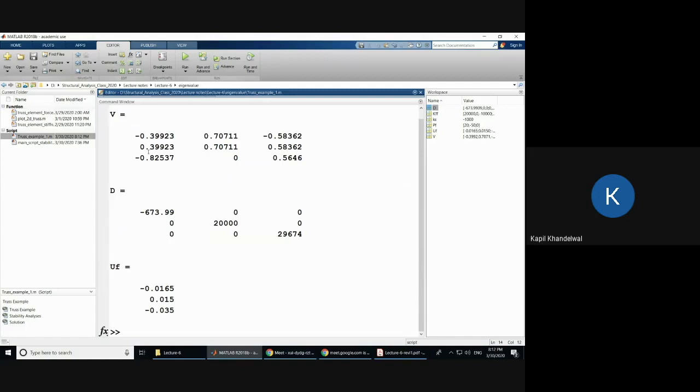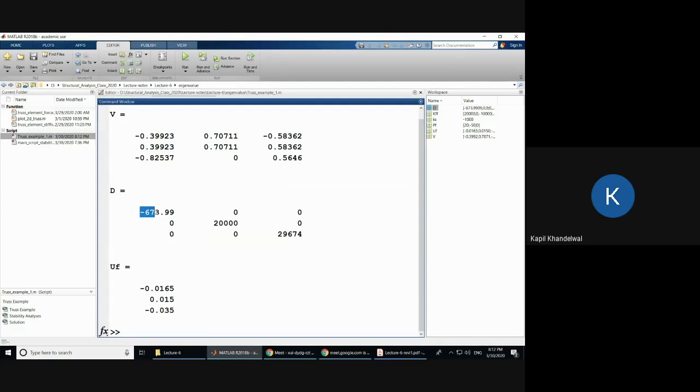So you can see that these are the 3 eigenvectors, and these are the 3 eigenvalues. The first eigenvalue is negative, and that indicates instability. So this system is unstable because one of the eigenvalues is negative. Okay, and so eigenvalue analysis is a very fundamental process that can tell you whether the system is stable or not. And let me show you one interesting case, because we said that V is the eigenvector.